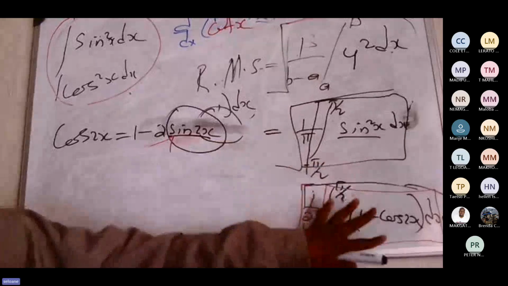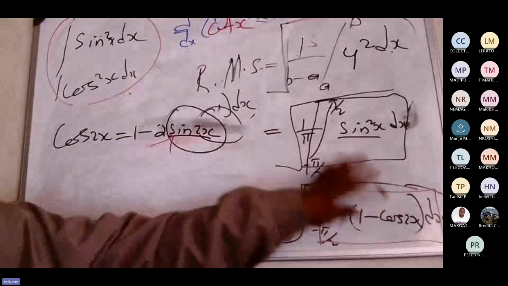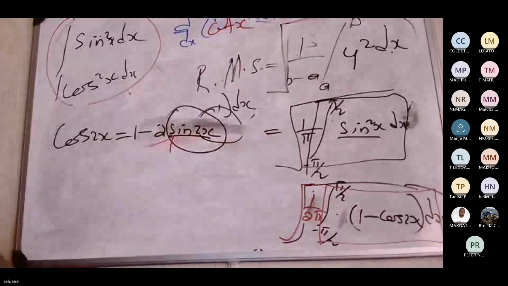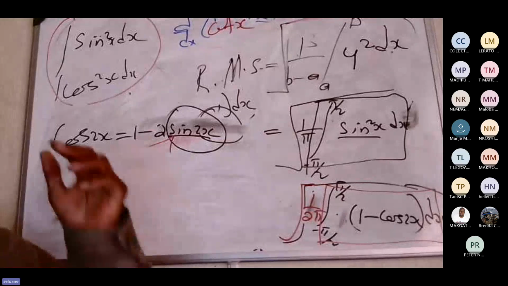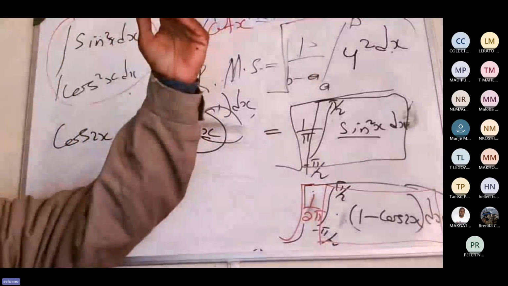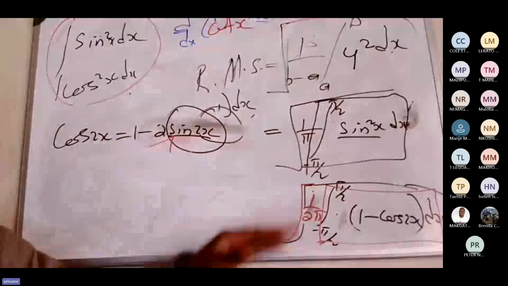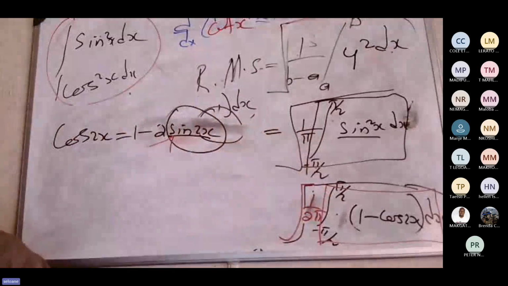Then the answer is going to be positive. Then you take the square root. It's not going to give you 0. It will give you an idea of the average between the maximum and the minimum. It's not going to give you 0 like the first one.